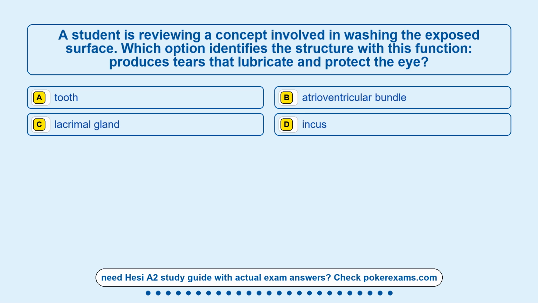Question 15. A student is reviewing a concept involved in washing the exposed surface. Which option identifies the structure with this function, produces tears that lubricate and protect the eye? Option A, tooth. Option B, atrioventricular bundle. Option C, lacrimal gland. Option D, incus. The correct answer is option C, lacrimal gland.